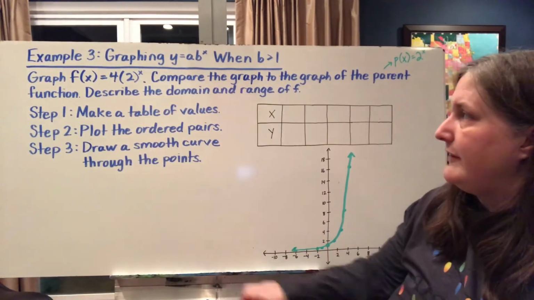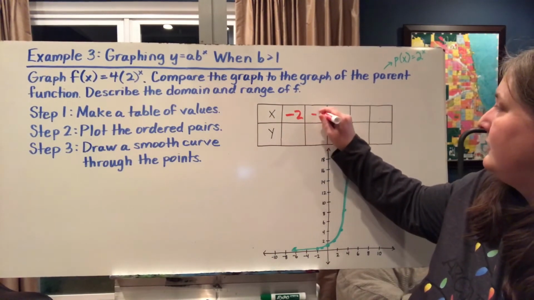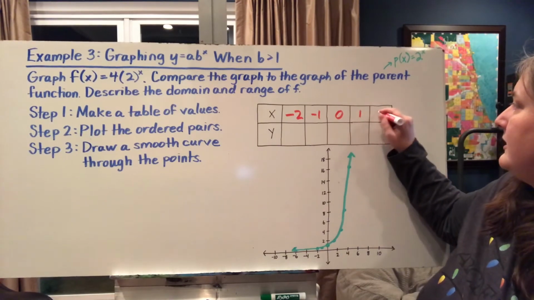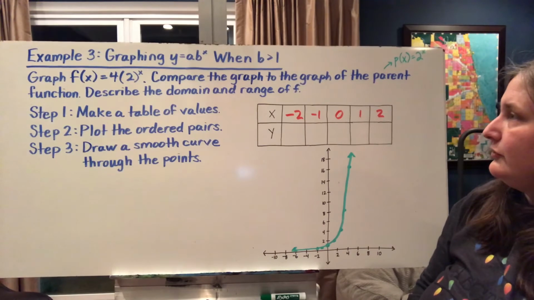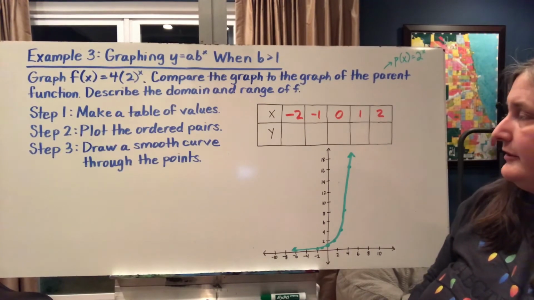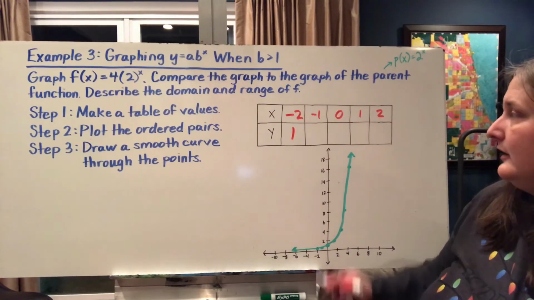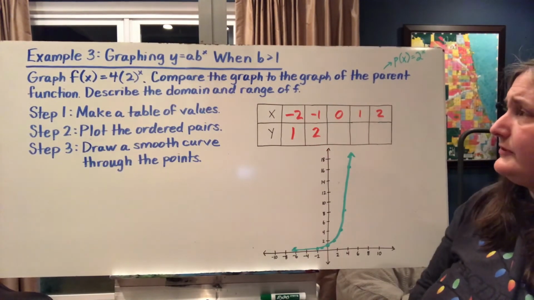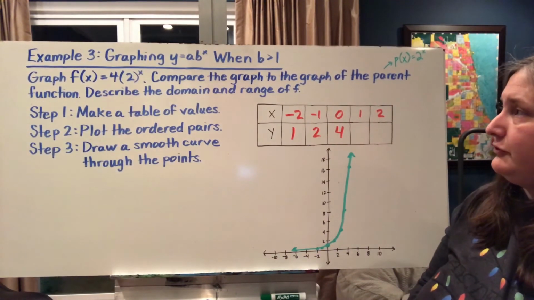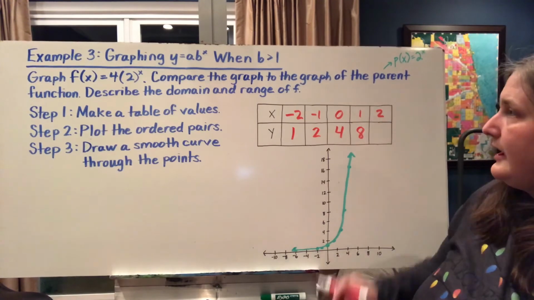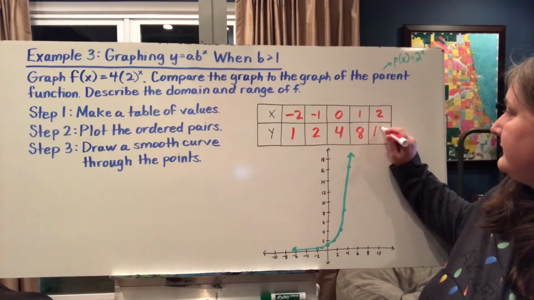So we're going to make a table of values for our f of x function. I'm going to test -2, -1, 0, 1, and 2, and plug them into that function. So 2 to the negative second power was 1/4, times 4 would be 1. 2 to the negative first power was 1/2, times 4 would be 2. 2 to the 0 power is 1, 1 times 4 is 4. 2 to the first power is 2, 2 times 4 is 8. And 2 to the second power is 4, times 4 is 16.